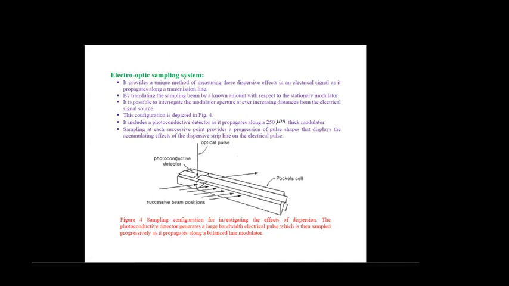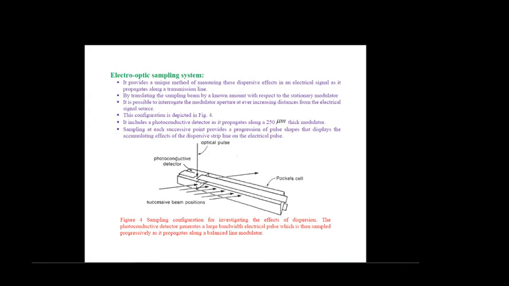First, by translating the sampling beam by a known amount with respect to the stationary modulator, it is possible to interrogate the modulator aperture at ever increasing distance from the electrical signal source. This configuration is depicted in this figure.